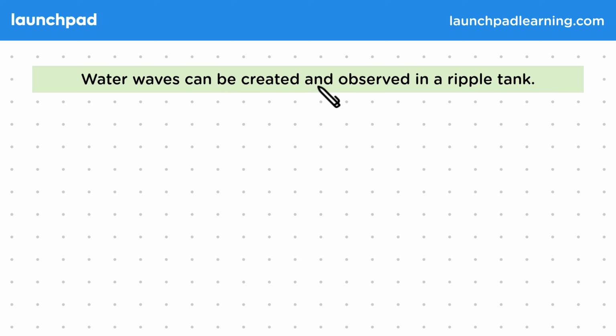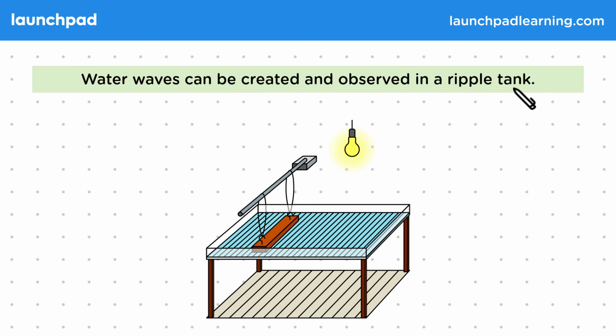Water waves can be created and observed in a ripple tank. This is a common classroom experiment. In an exam, you won't be asked to describe how to do this experiment, but you may be asked to analyse a process like this one and its results. So let's go through the setup and the method to make sure we understand it.